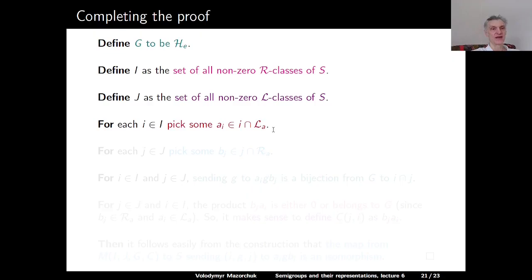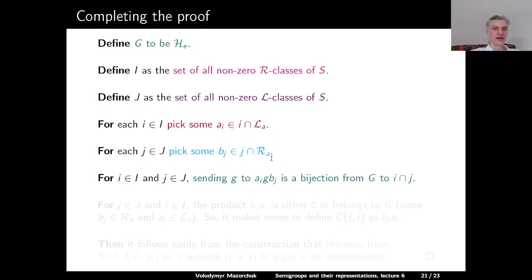For each right class I, pick some element A_I in the intersection of I with the left class of E, and for each left class J, pick some B_J in the intersection of J with the right class of E. Now for a right class I and the left class J, sending a group element G to A_I G B_J is a bijection from G to the intersection of I and J.